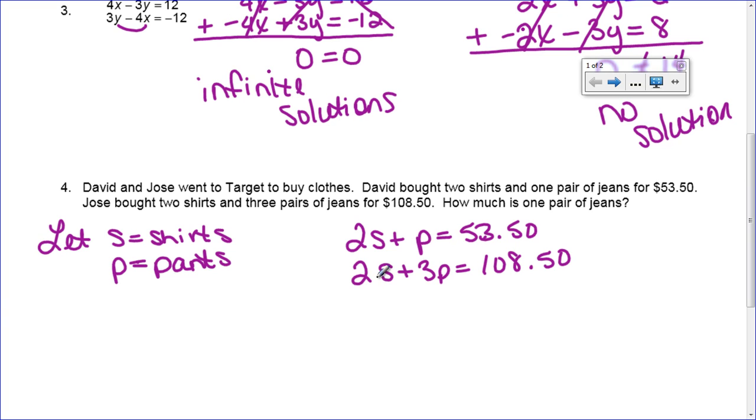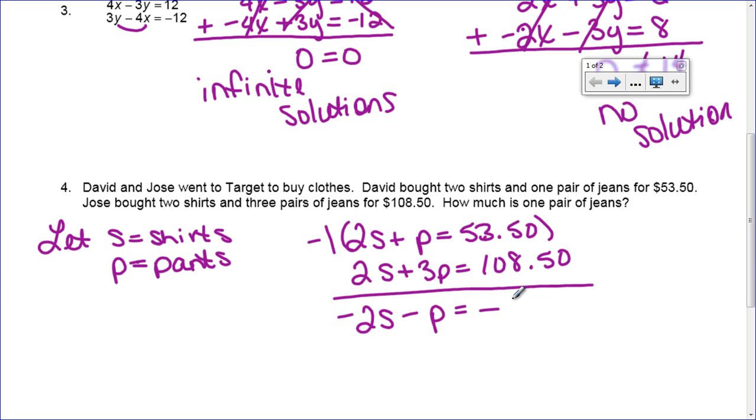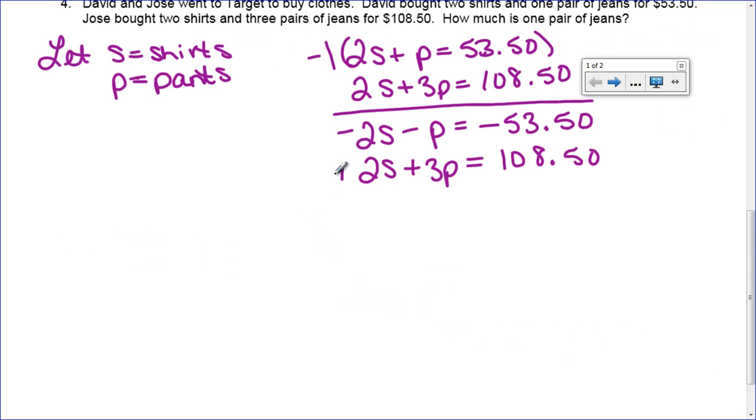The only way to do that is to take one of my equations, and it doesn't matter which one. I'm going to do the top one and multiply it by -1. That 1 will keep the value of everything the same, but the negative will change all the signs. So it will make it so that I have -2S minus P equals -53.50. And then the bottom equation I didn't do anything with, so I'm going to just bring it down. You always want to bring it down because you want to line up the things that you are adding together.